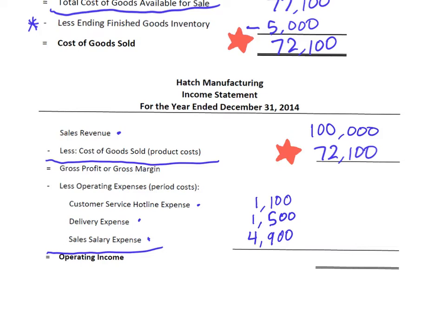Once we've populated those three numbers, all we have to do now is calculate gross profit and then operating income. So gross profit here would be $27,900, and then subtract the three operating expenses to calculate our operating income of $20,400. Now we have completed all of our manufacturing schedules and then our income statement.